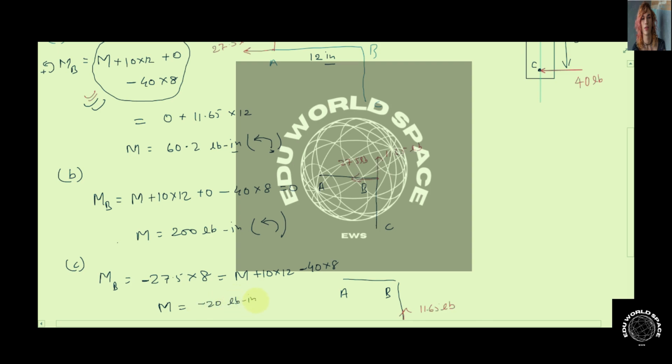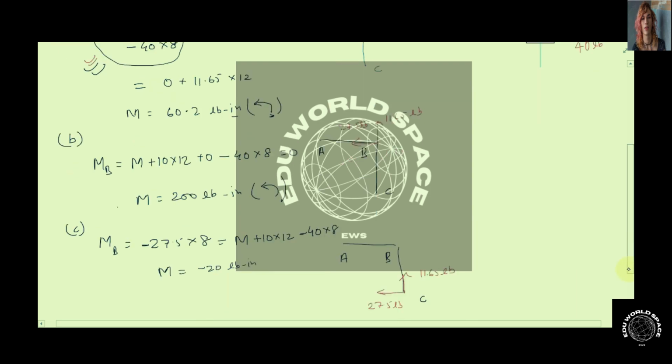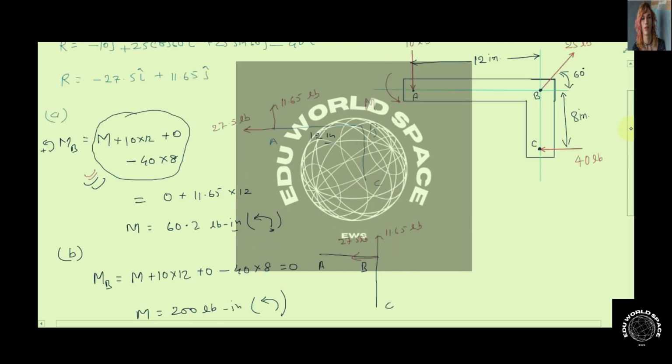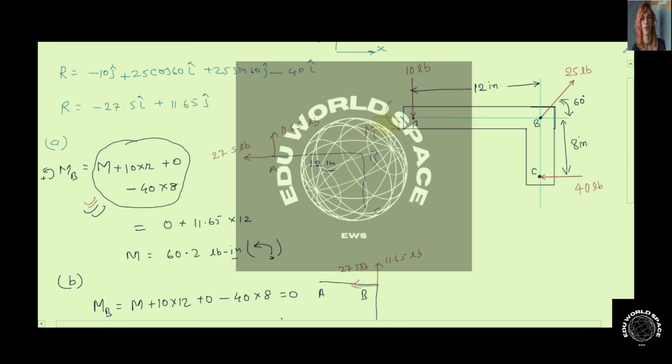So what does this minus sign indicate? It indicates that the moment acting at end A is 20 pound-inch in clockwise direction. It means that in the first part and second part, the moment direction should be counterclockwise, but in the third part the moment direction should be clockwise.